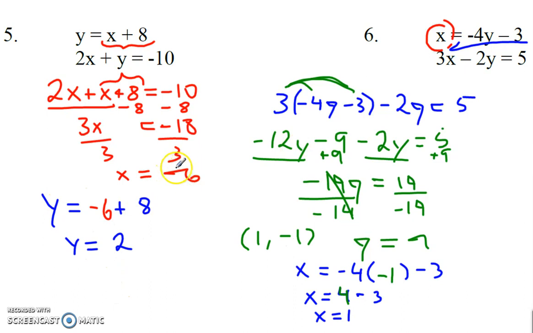Over here I solved, and I plugged in the negative 6 up here. Negative 6 plus 8 is 2. So my solution should be negative 6 and 2. That's a 2 there.